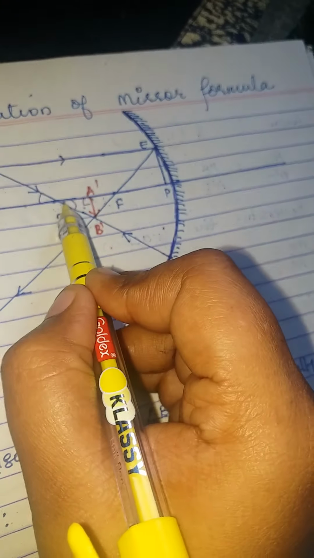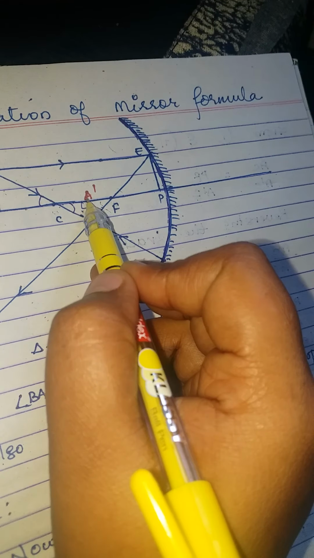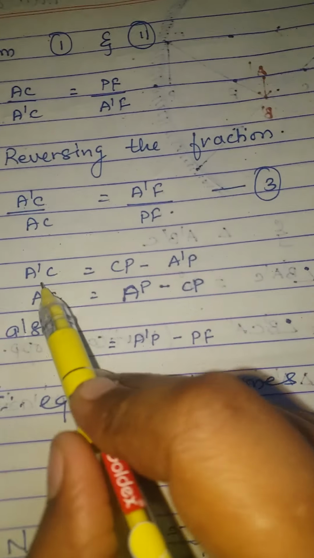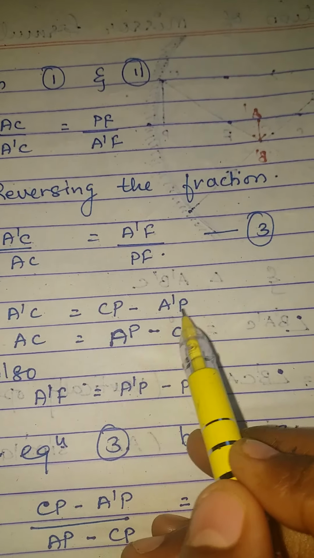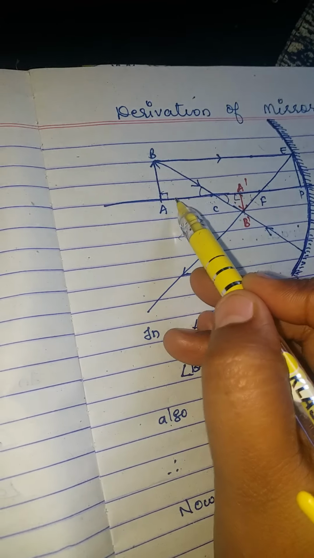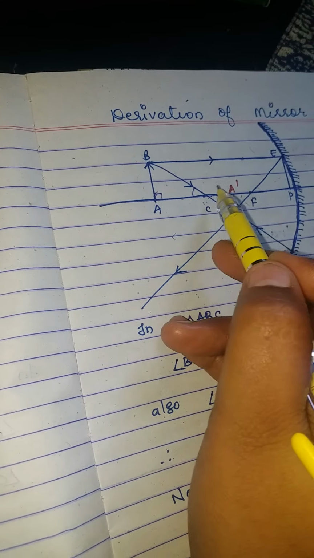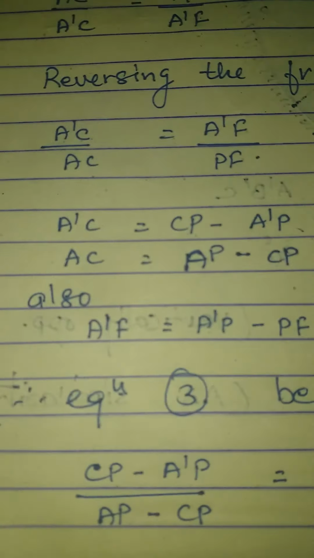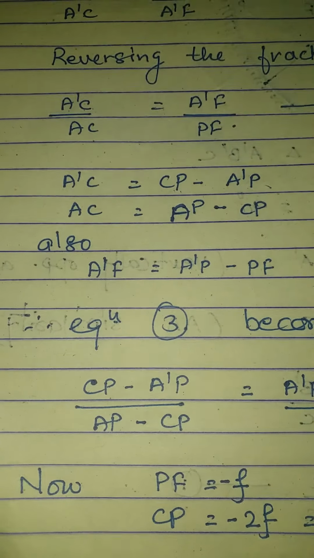A'C is CP minus A'P. So I have written A'C is equal to CP minus A'P. Also, what is AC? AC is equal to AP minus CP. So I have written AC is equal to AP minus CP.